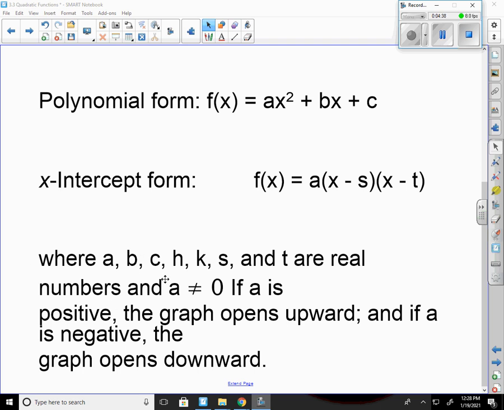In this case, a, b, c, h, k, s, and t are all real numbers, and a cannot equal 0.